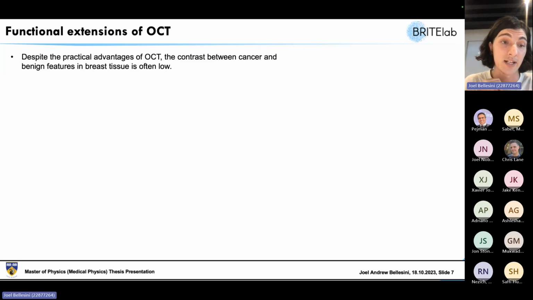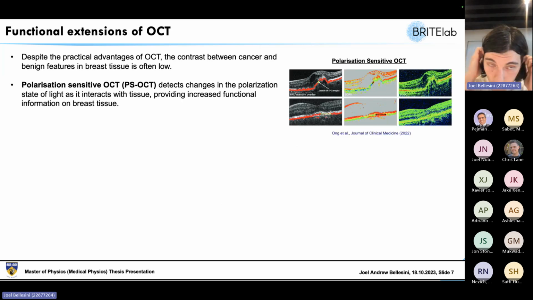Despite the practical advantages of OCT, the contrast between cancer and benign features in breast tissue is unfortunately often low. Therefore, functional extensions on OCT are required in order to enhance the obtained contrast. Among these is polarization sensitive OCT, in which changes in the polarization state of light are detected as it interacts with tissue, which provides increased functional information on breast tissue.